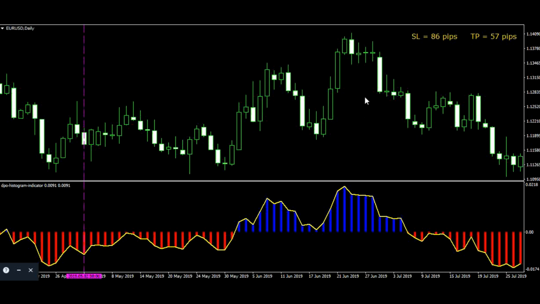So what we're looking at today is the EUR/USD daily. The indicator that I'm testing is this one right here, the DPO histogram indicator, and it's just on the default settings for now. I always start with default as my baseline, and then I start to tweak to see if I can get better results. We're just starting out, and this line right here is at the beginning of May of last year, so it's about a year back.